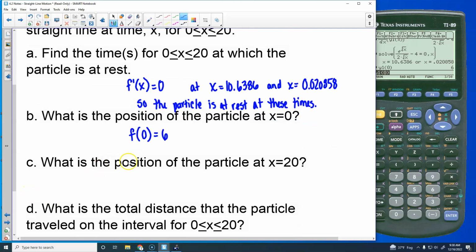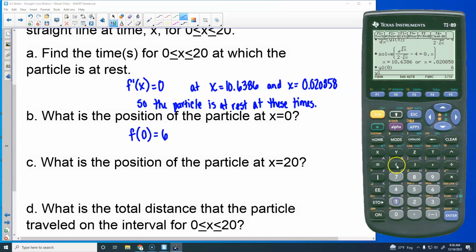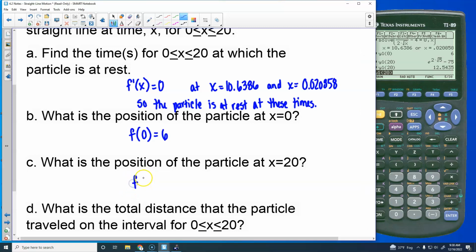All right. What is the position of the particle at x equals 20? What do we need to do for that? Y1 of 20. Ooh, let's hit the green button on that one. 12.5435. So f of 20 equals 12.5435.